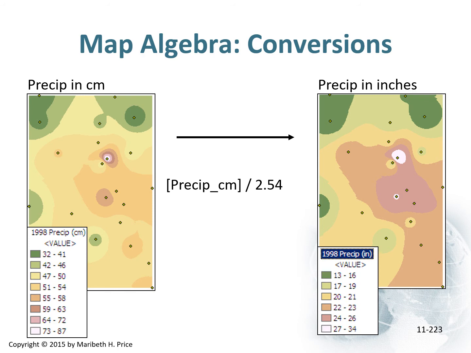Here's an example of map algebra. We have a precipitation layer that's in centimeters. We're Americans. We don't use the metric system. The metric system is for commies.